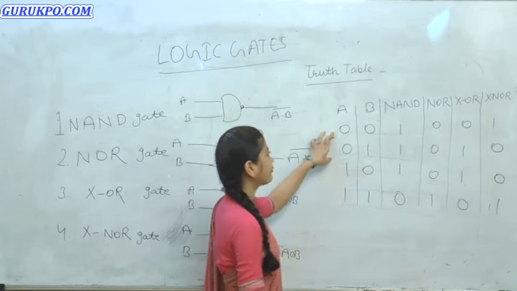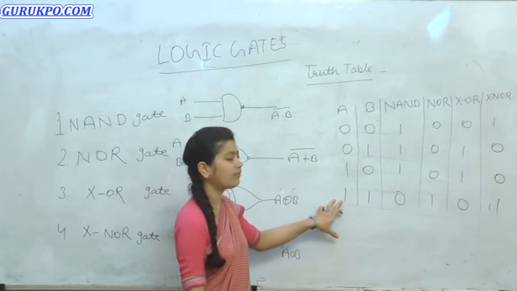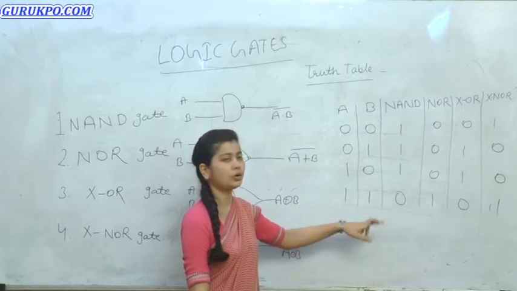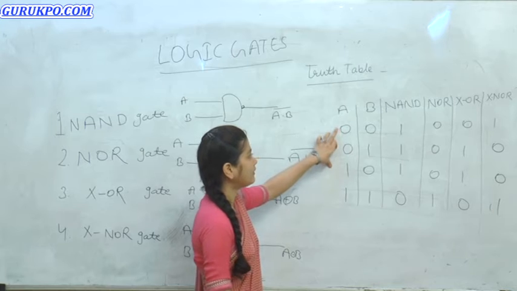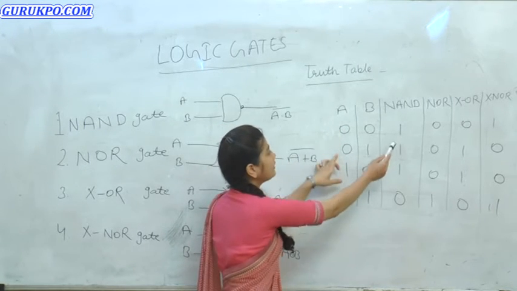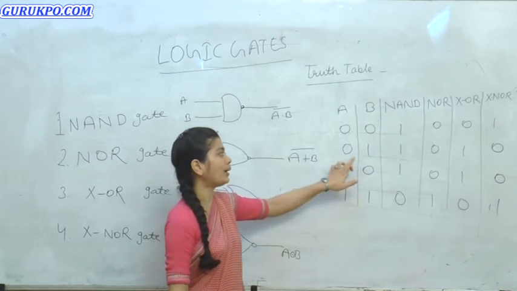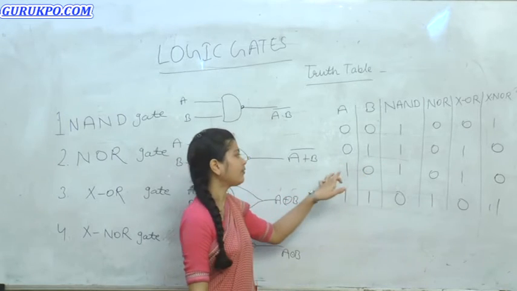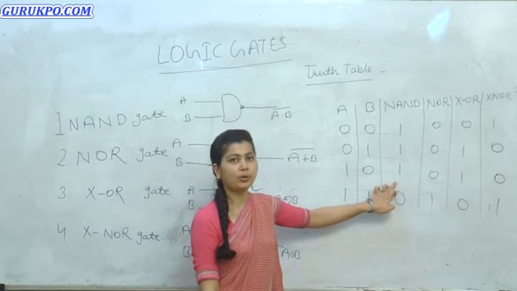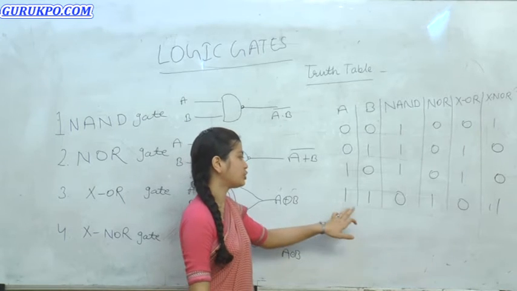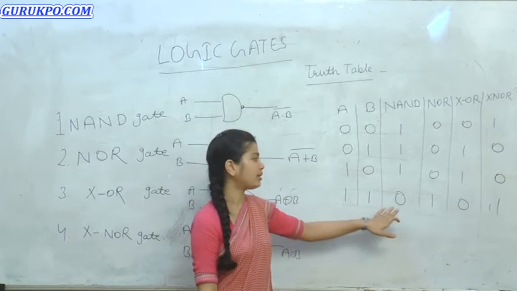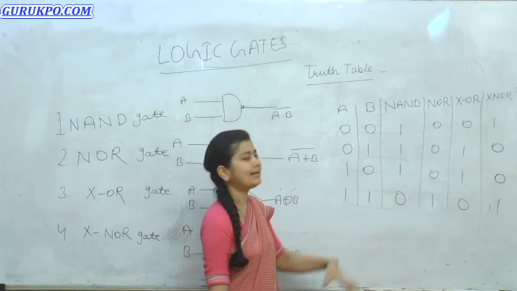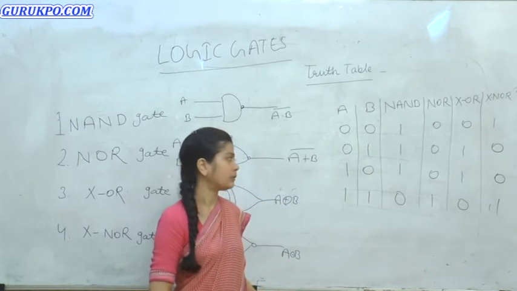In the NAND gate, if both inputs are equal to 1, then the output is equal to 0, otherwise the output is equal to 1. If both inputs are equal to 0, then the output is equal to 1. If A is 0 and B is 1, then the output is 1. If A is 1 and B is 0, then the output is 1. And if A is equal to 1 and B is equal to 1, then the output is 0. The output of NAND gate is opposite of the outputs of AND gate.